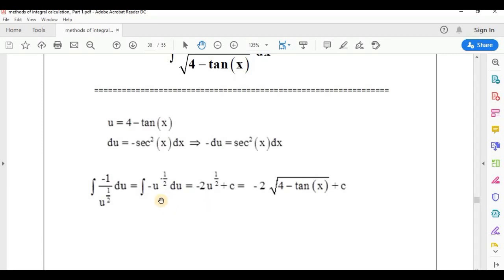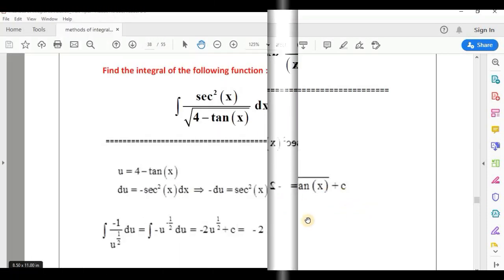What is the integral of this one? As we learned, we will just increase the exponent by 1 and divide by the new exponent, and we will get the result of this integral. The last step, we will substitute the value of u, what we assumed in the first assumption. It will be 4 minus tan x plus the constant number.